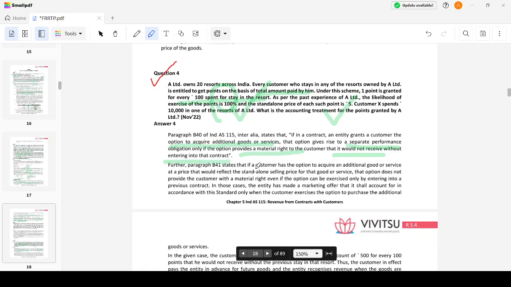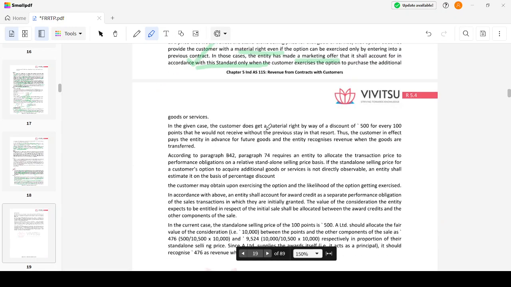It states that if the customer has an option to acquire additional goods or services at a price that would reflect the standalone selling price of that good or service, that option does not provide a customer with a material right, even if the option can be exercised only by entering into the previous contract. In those cases, the entity has made a marketing offer that it shall account for in accordance with the standard only when the additional goods or services are transferred. In the given case, the customer does get a material right.